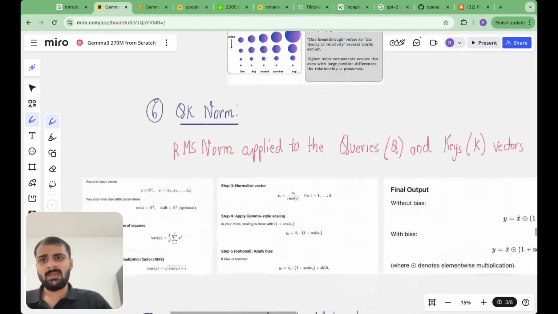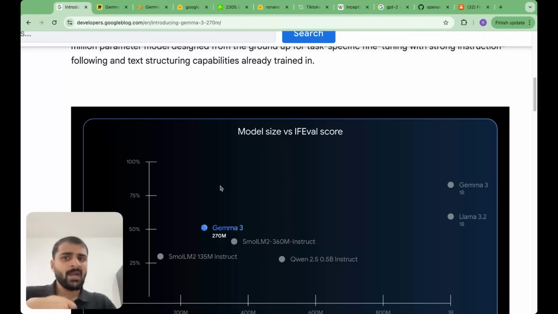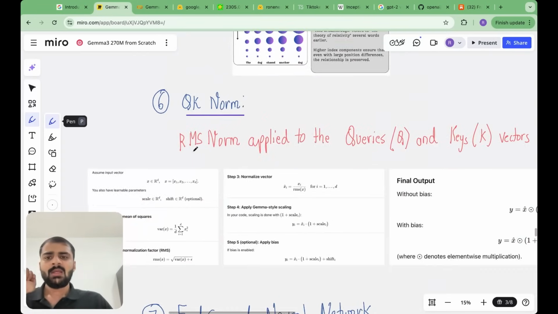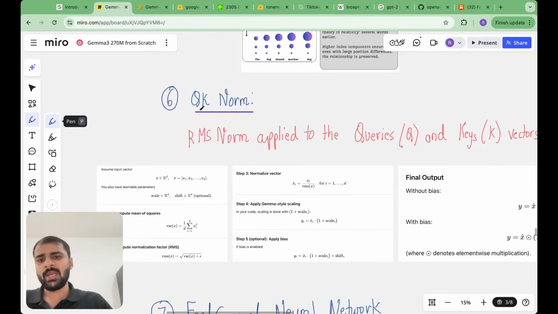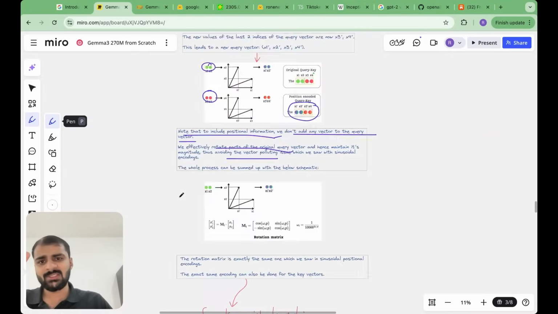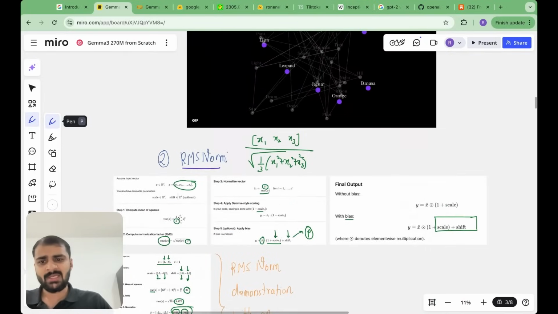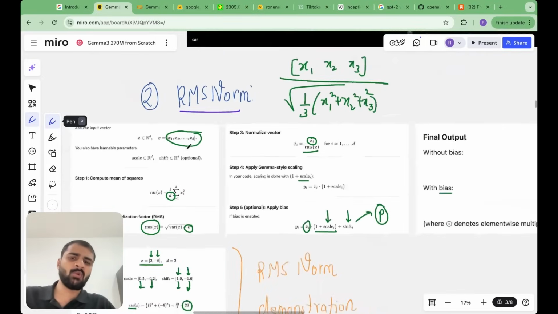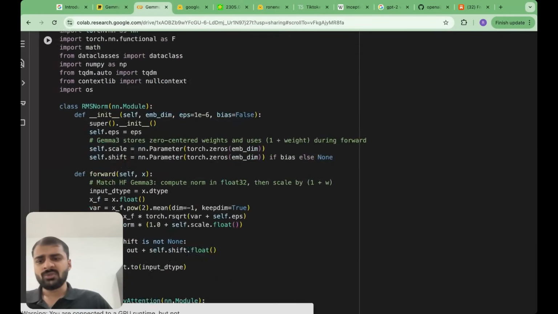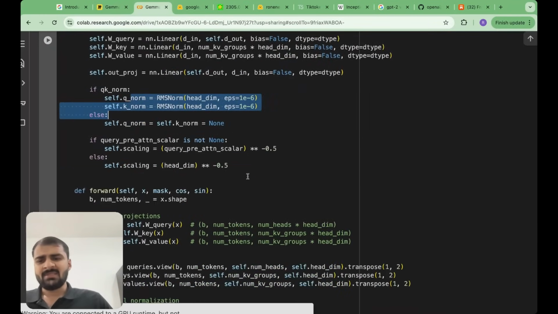This is another key component which is implemented in the Gemma 3 270 million architecture. They had rotary positional encodings and not absolute positional encodings. The sixth thing which we have to consider is the QK norm. Basically, what this means is that the same RMS normalization which we saw earlier, right? There is nothing new here. The same RMS normalization is now applied to the query vector and the key vector. That's all. So in the code, you will see QK norm, right?